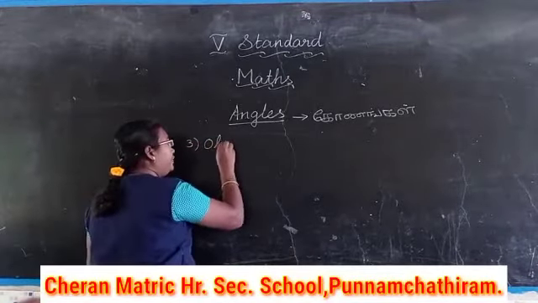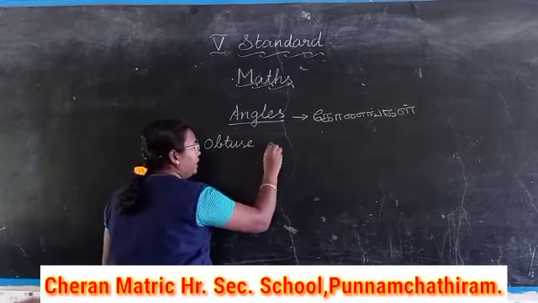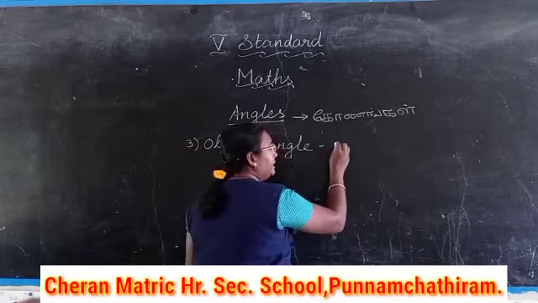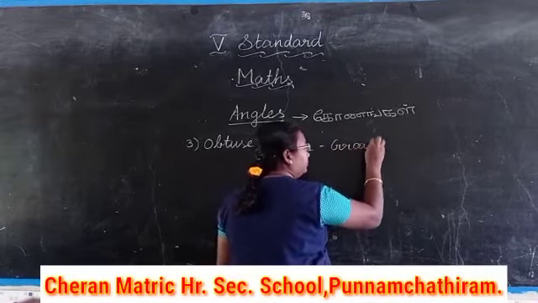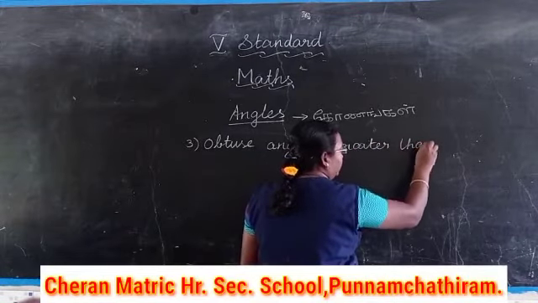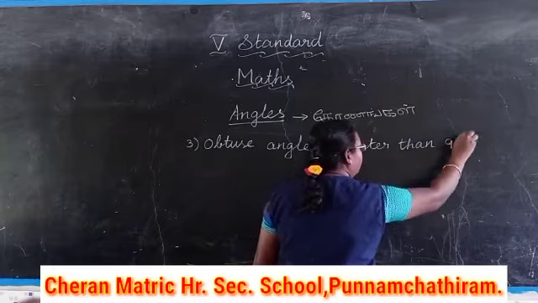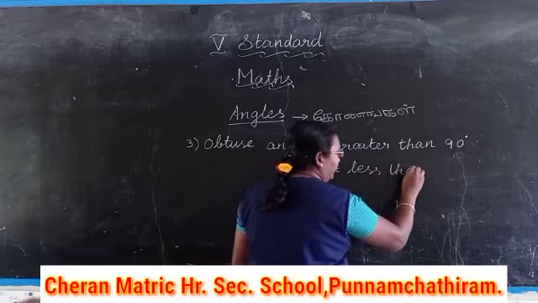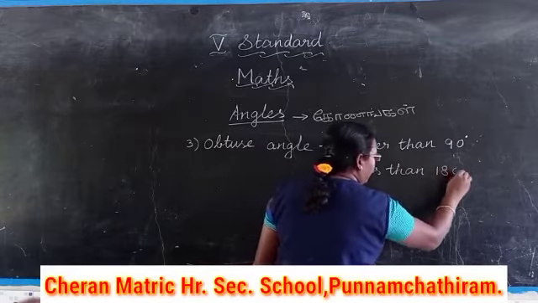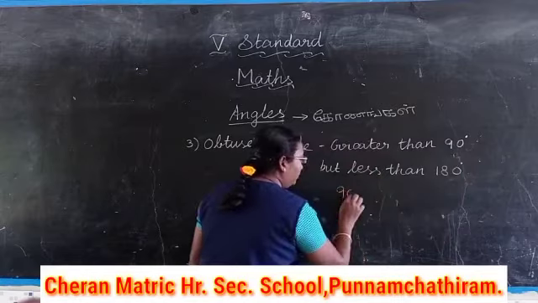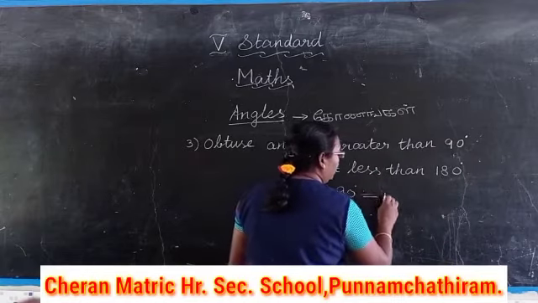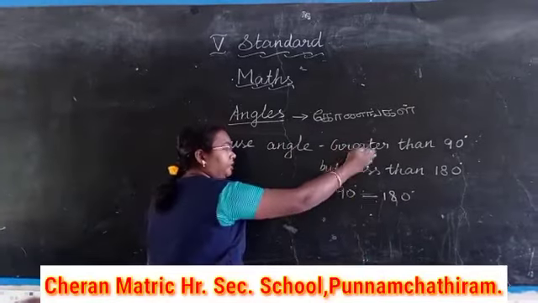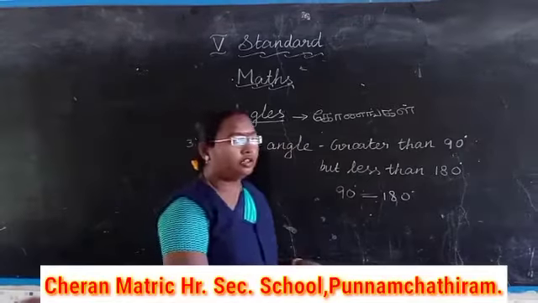Next one is obtuse angle. An angle which is greater than 90 degree but less than 180 degree. That is, it will be more than 90 but less than 180 degree. That is, if the value is between 90 and 180, that value is called an obtuse angle. If it is more than 90 and less than 180, it is called an obtuse angle.